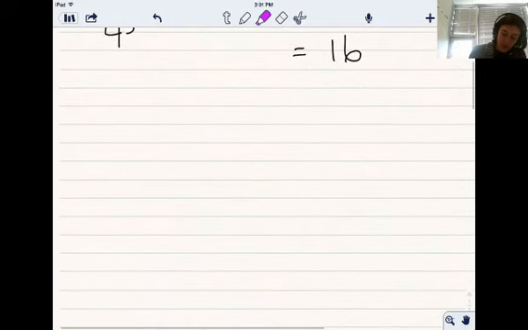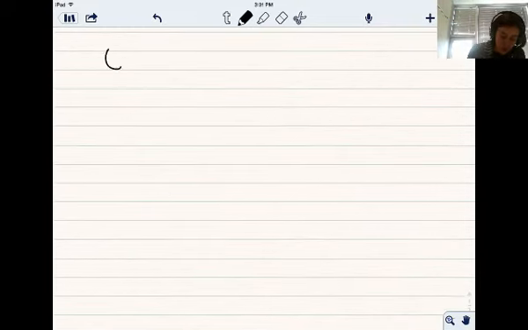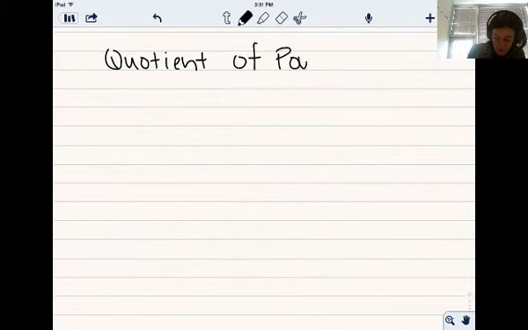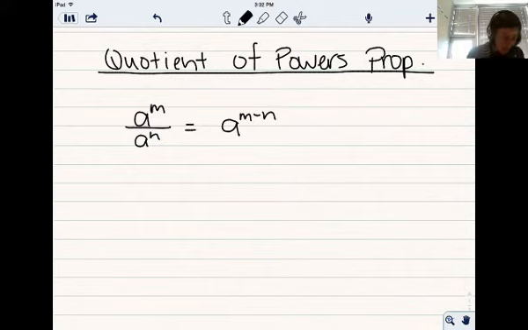Let's write that property out as a rule. So the quotient of powers property. If I have a to the m over a to the nth power, I just subtract the exponents. And a cannot be 0 because we couldn't have 0 in the denominator.